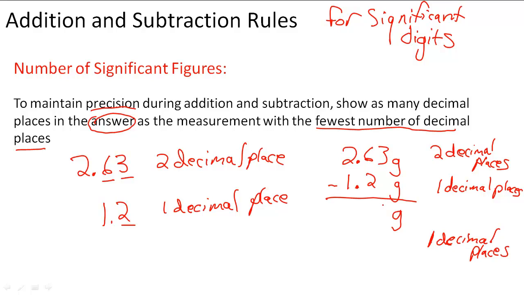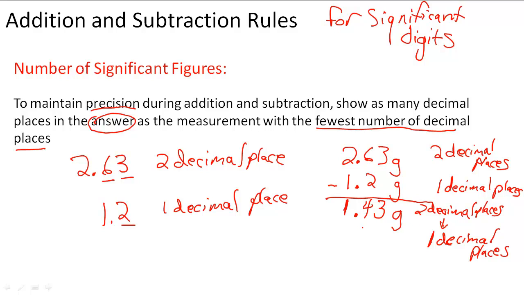We get 3. 6 minus 2 is 4. We move the decimal point down here. And 2 minus 1 is 1. So it's 1.43 is the answer. But notice this answer has 2 decimal places. And we know that we only need 1 decimal place.